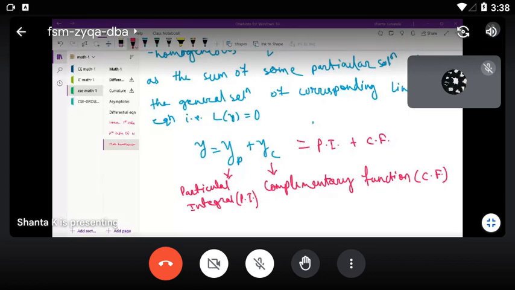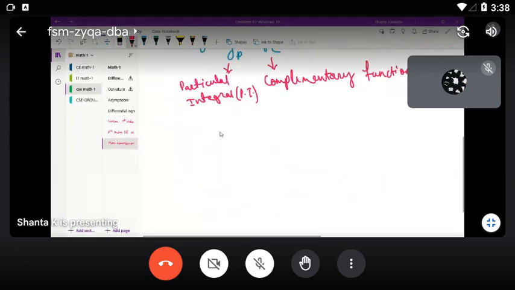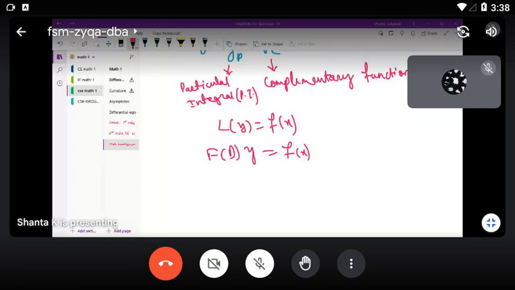So this D we are using mostly to find this particular integral, the operator method we used to say, for constant coefficients. So let me give you some results. This L of y equals f(x), we also write as f of D, a function of D, equals f of x. This form we used to write.